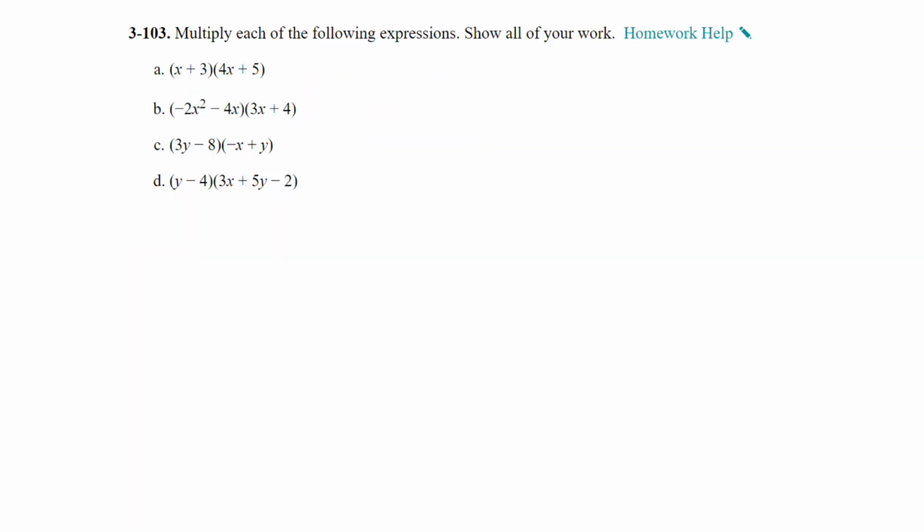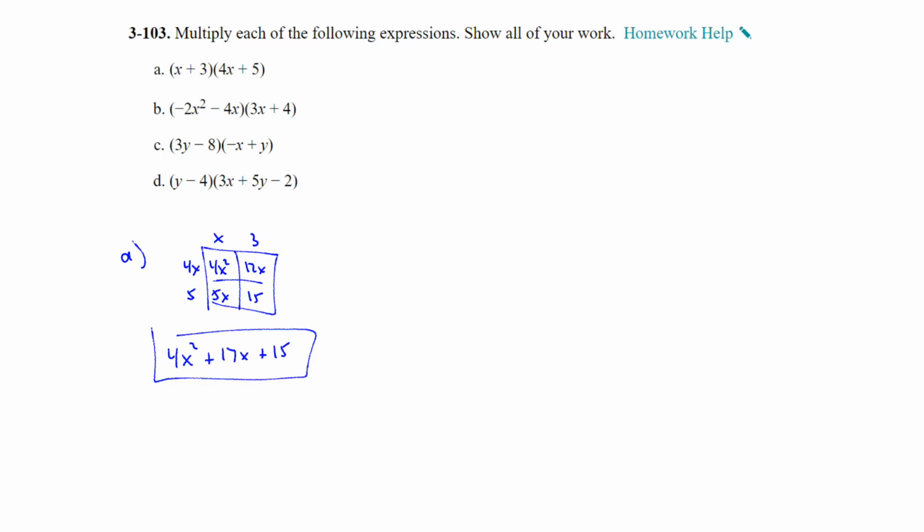Question 103, multiply each of the following expressions. Show your work. So we're going to use the generic rectangles on these. We have x plus 3, 4x plus 5. So we're going to find all the areas of the 4 rectangles and then combine our like terms. So therefore 4x squared plus 17x plus 15 is what happens when you take those two lengths and multiply them together.